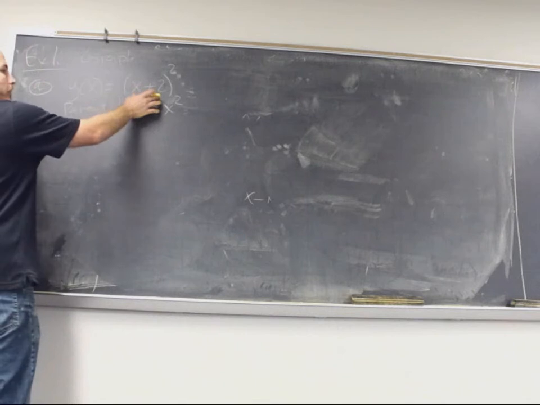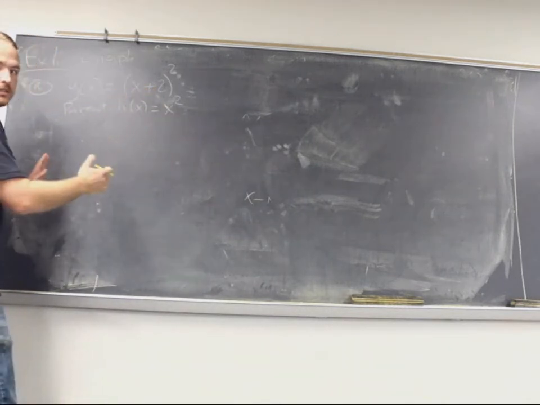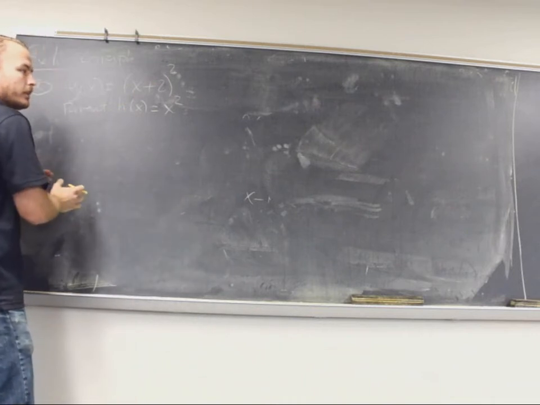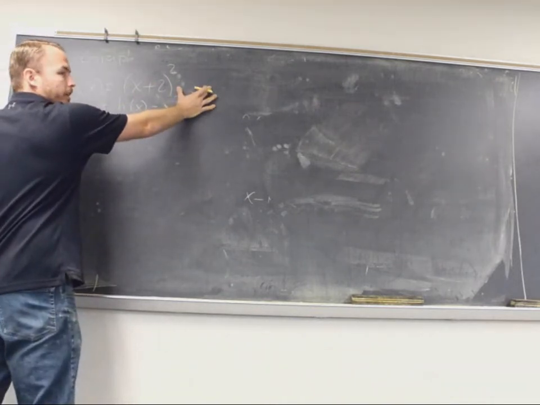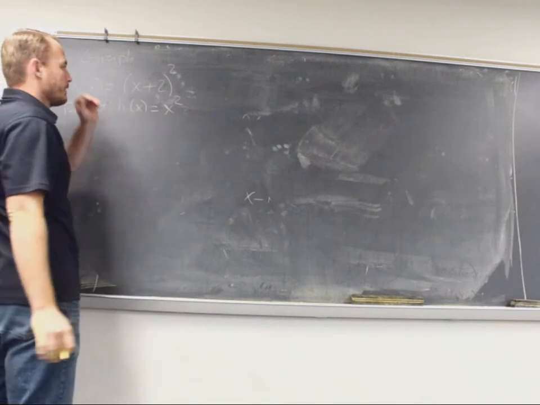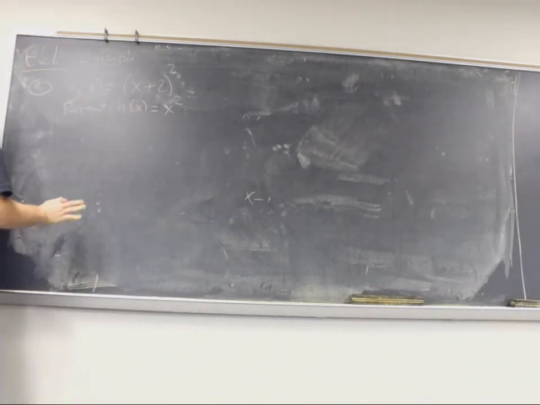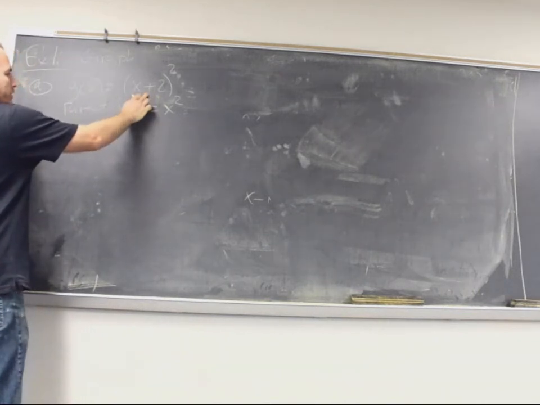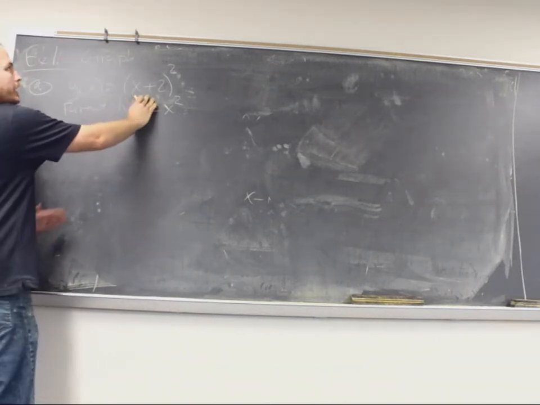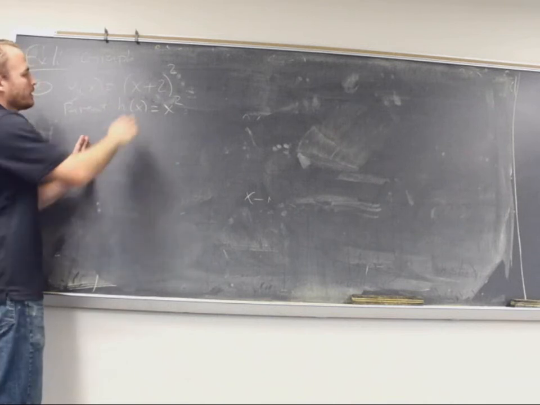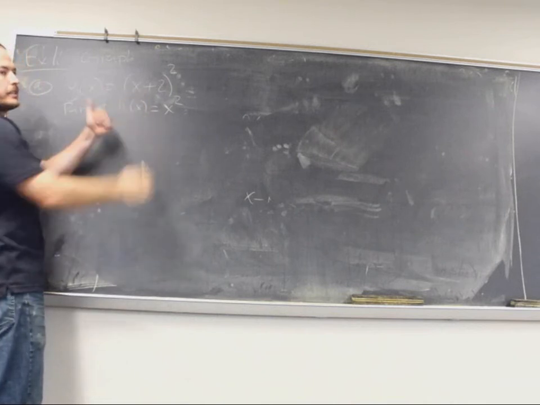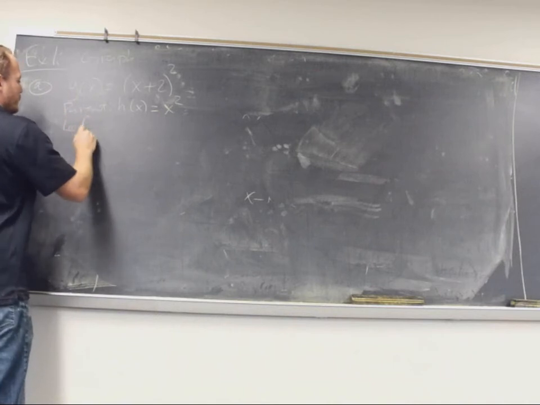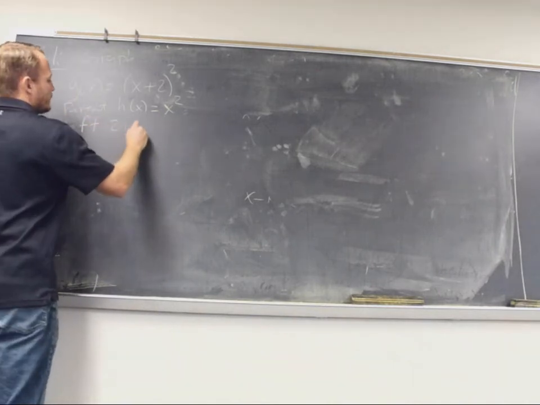And so we're inside of the function, that means it's the horizontal. All right, when we're inside, it's the horizontal, and it works opposite of how we think it should work. When it's on the outside, it's vertical, and it works the way we think it should work. So we are inside, meaning that's the horizontal, and it's opposite of how I think it should work. It's a plus, so that means it goes left 2 units.